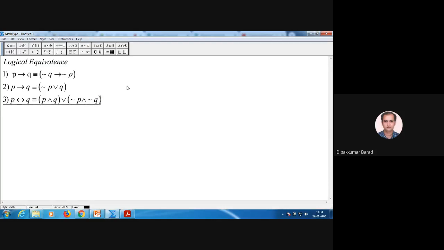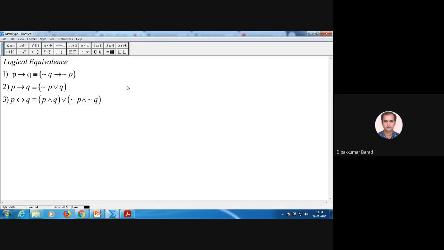Somewhere, instead of P implies Q, you can substitute not P or Q. Or P implies Q, which is also logically equivalent to not Q implies not P, and P if and only if Q, which is also logically equivalent to P and Q or not P and not Q.